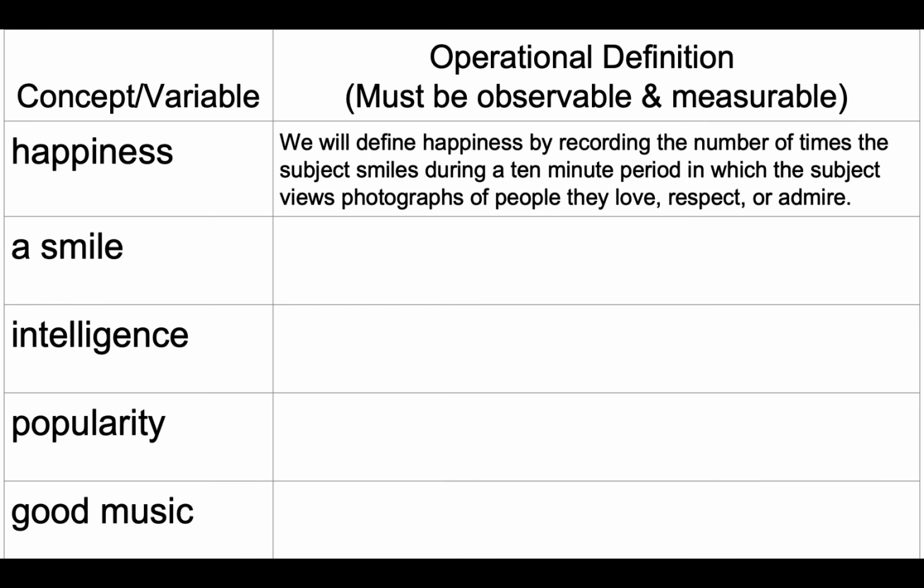Now, another way of doing it, you could have said something like a 10-minute time period where they spend looking at photographs of people that they brought along with them, that you asked them of who they respected, admired, and loved. Something that brings them joy so that we can be sure that we are going to get moments of happiness within that 10-minute period.